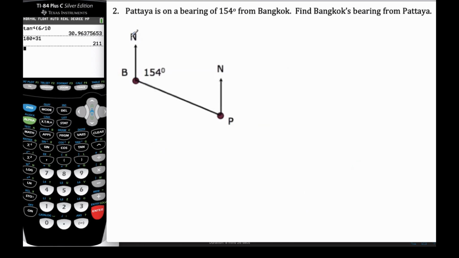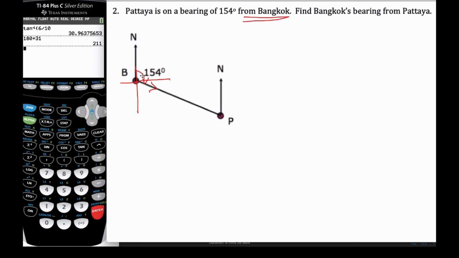We'll try another example here. Pattaya is on a bearing of 154 degrees from Bangkok. Find Bangkok's bearing from Pattaya. Pattaya is from Bangkok, and it's always important that you read this, from Bangkok. So I'm from Bangkok, and Pattaya is this way here. This is the direction, and this is 154. You can recognize this as north, south, east, west. I have a north there for you.